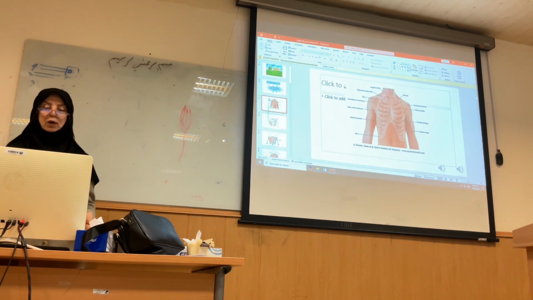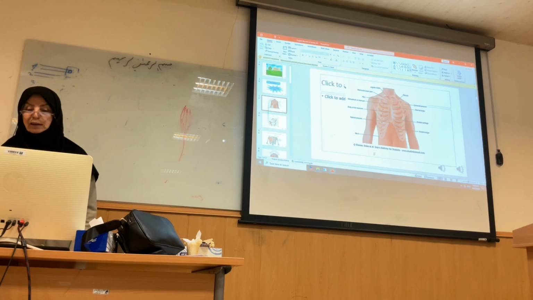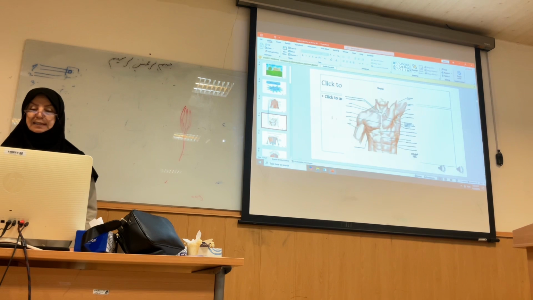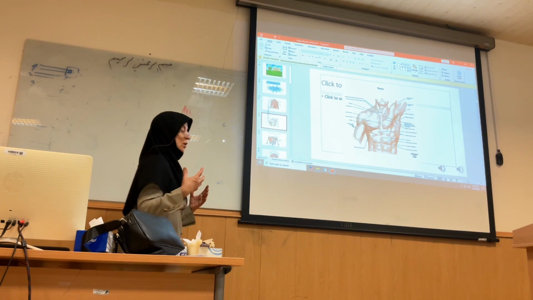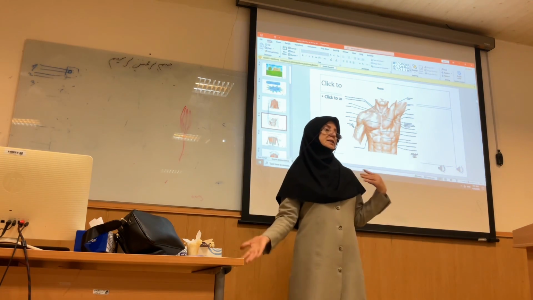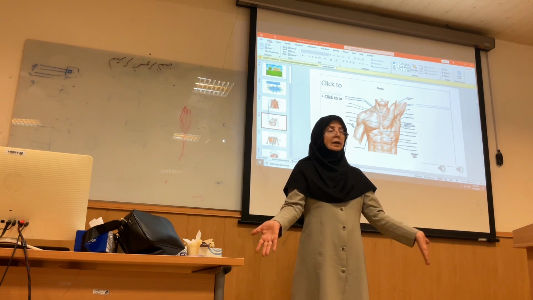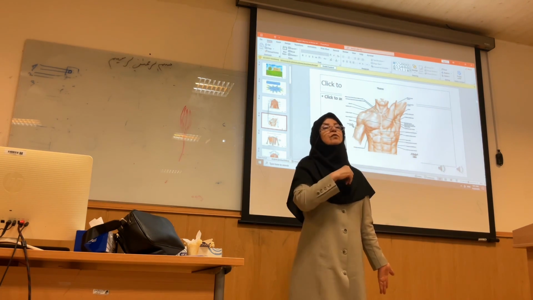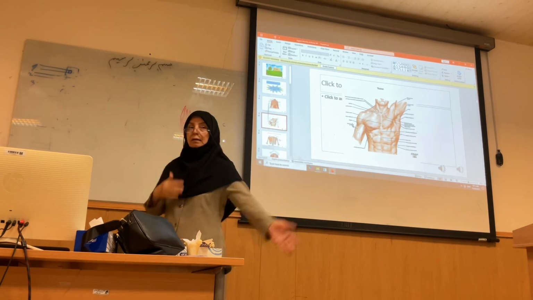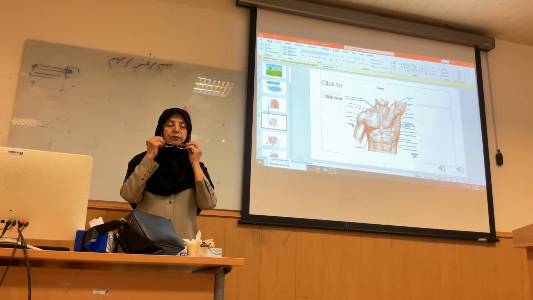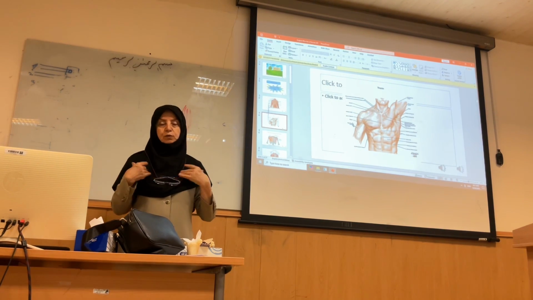Look here. We are going to look at the anterior wall of the thorax. In the anterior wall of the thorax, we have some muscles. Is this the anatomical position? No. In the anatomical position, both upper limbs are at each side of the body, the palms look forward, and the face looks forward. Here it is not the anatomical position. I want to explain some of the muscles in the anterior wall of the thorax.